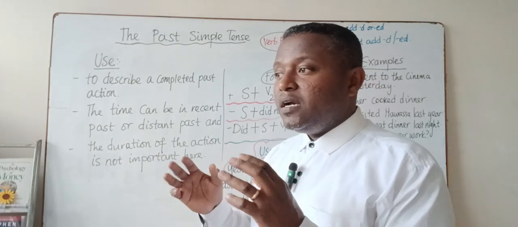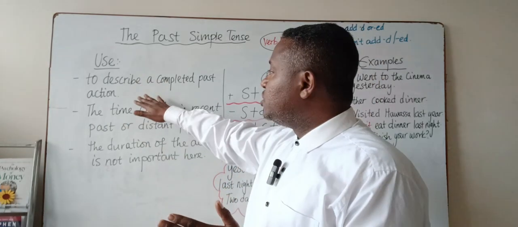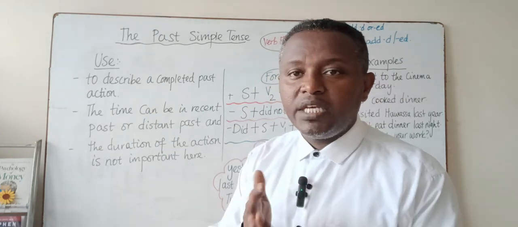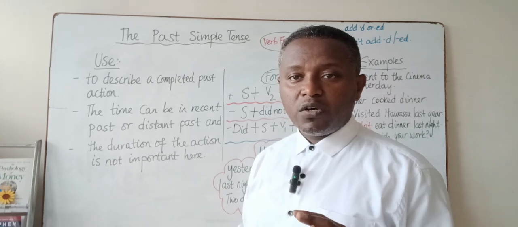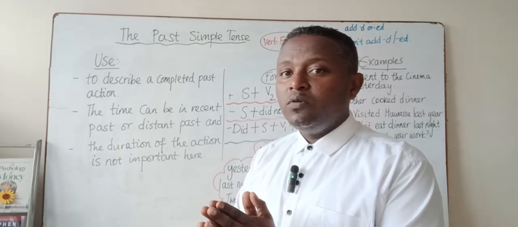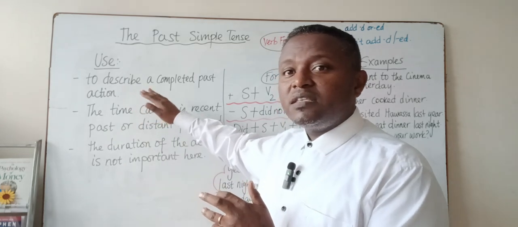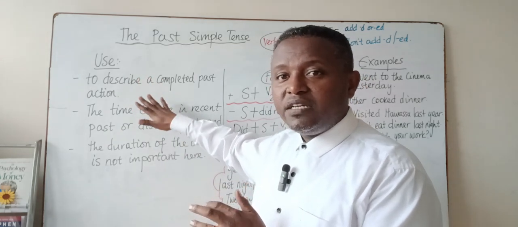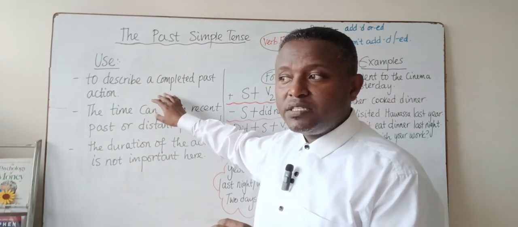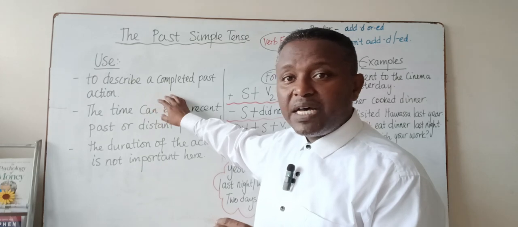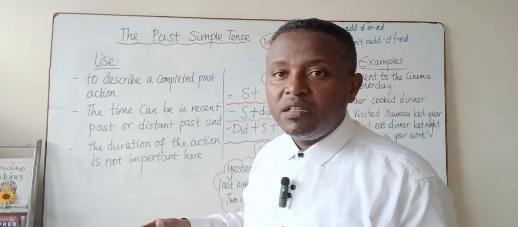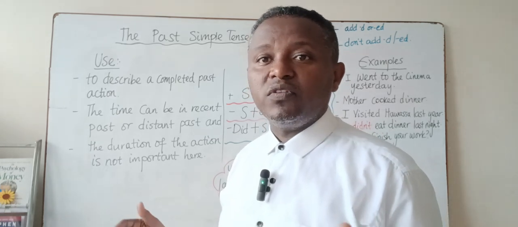So we use the past simple to describe a completed past action. That action is already completed. It doesn't have any connection with now, and it ends there. It starts in the past and it ends there in the past. So when we want to talk about such actions which are completed in the past, we use the past simple tense, which is the verb 2, or the past simple form of the verbs.